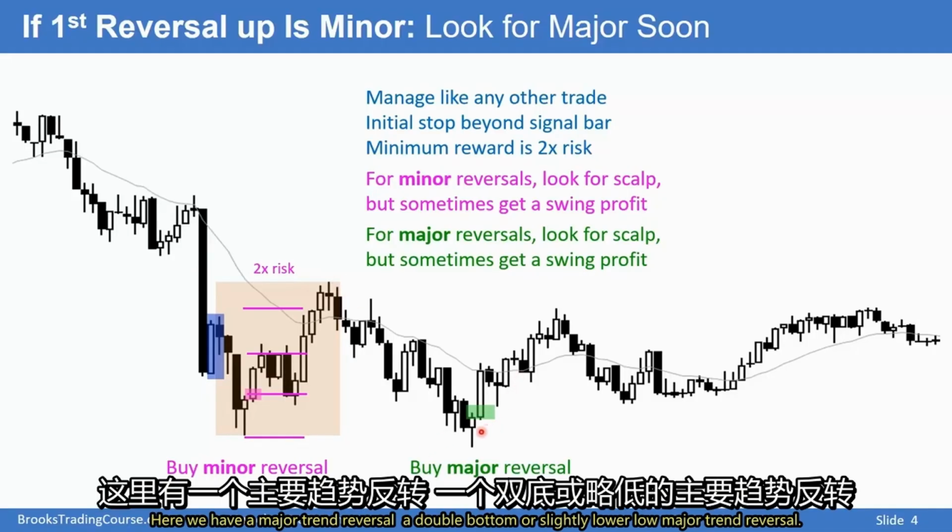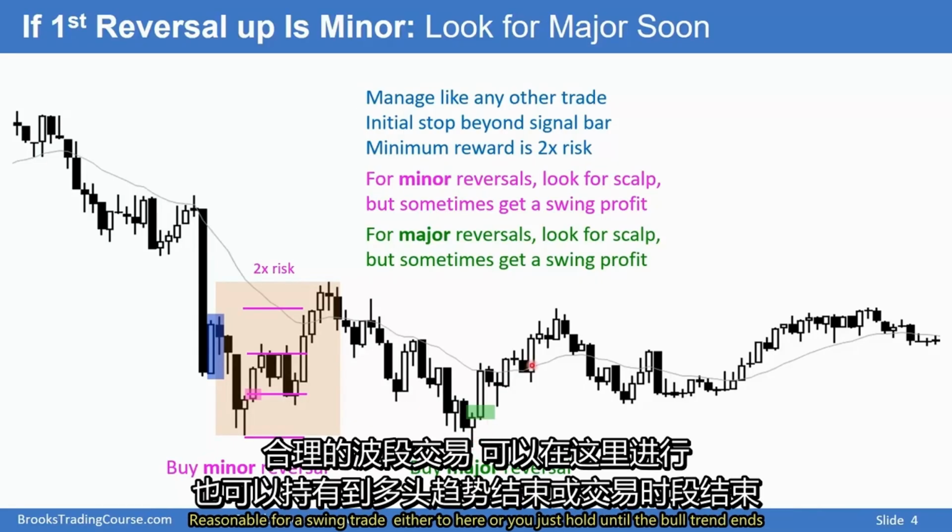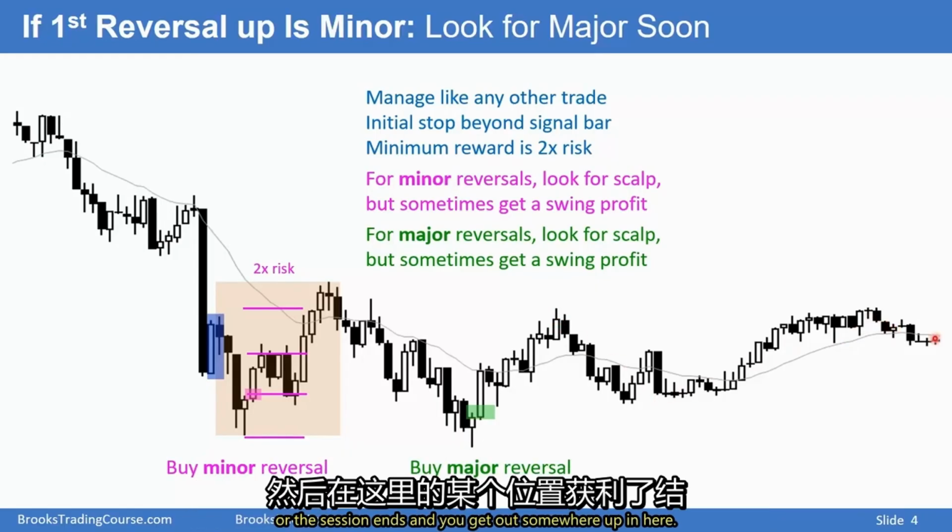Here we have a major trend reversal, a double bottom or a slightly lower low major trend reversal, reasonable for a swing trade, either to here or you just hold until the bull trend ends or the session ends and you get out somewhere up in here.